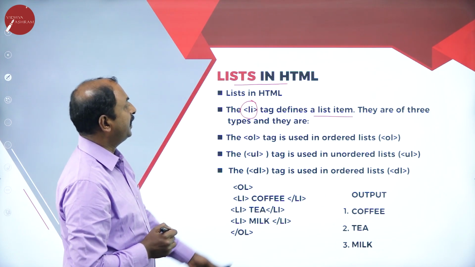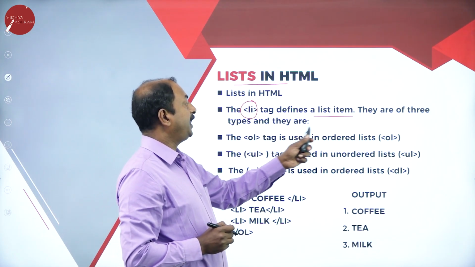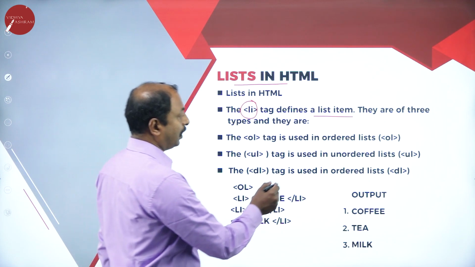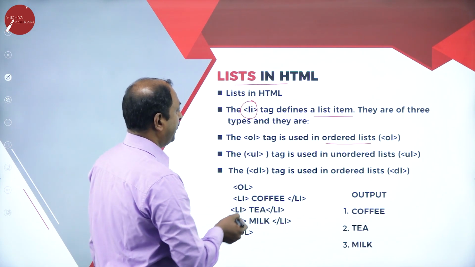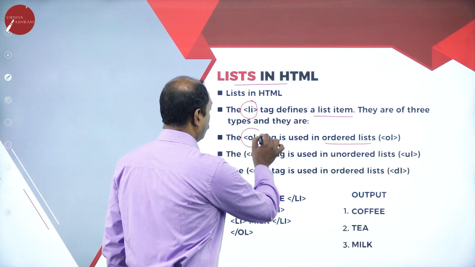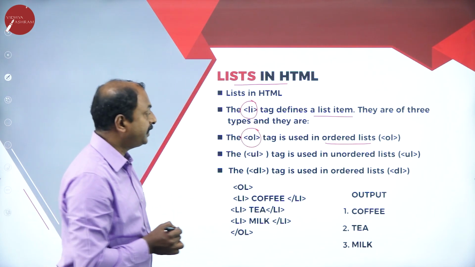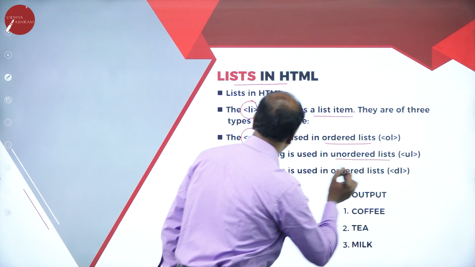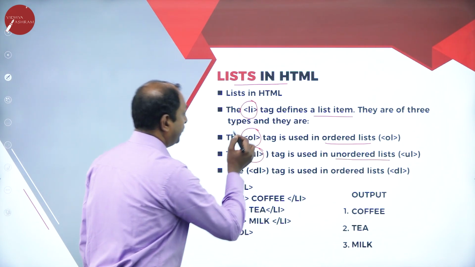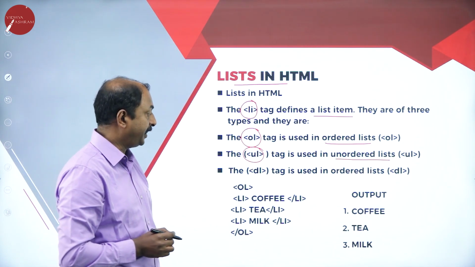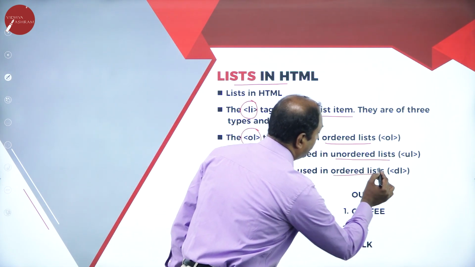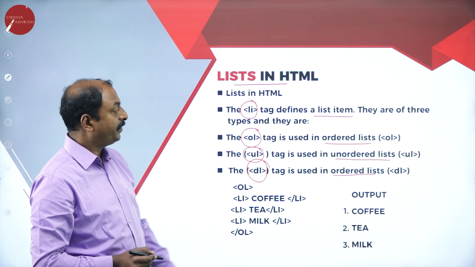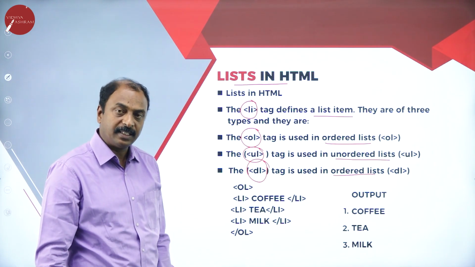So in HTML, there are three types of lists. One is the ordered list. The tag is OL. OL stands for ordered list. The second one is the unordered list. The tag is UL. UL stands for unordered list. And again, DL, it also stands for ordered list. So in HTML, we have these three types of list tags.